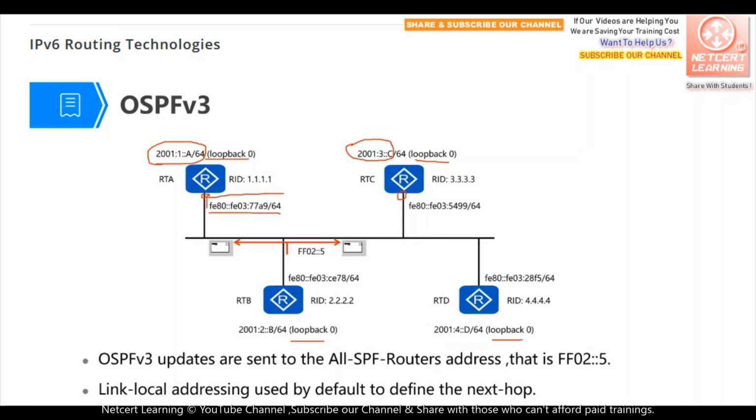Okay, and after we enable OSPF on these 4 routers, first they will send the OSPF packet to the FF02::5 multicast address. This multicast address means all SPF routers address. So all the OSPF routers will receive the OSPF packet based on this multicast address.